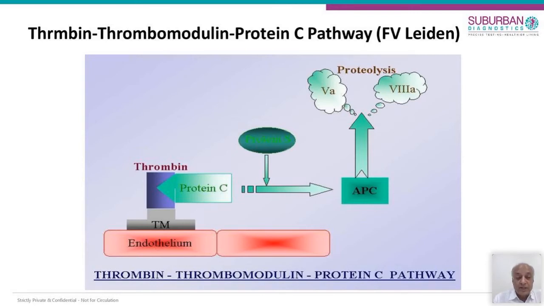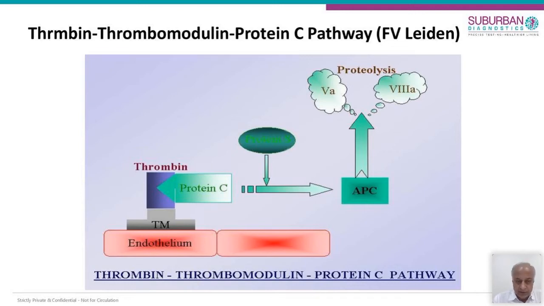So therefore, you can imagine that if you have deficiency of protein C, if you have deficiency of protein S, and/or factor V mutation or factor VIII mutation, which is very rare, you will have a tendency to increase production of activated factors, factor V and factor VIII, and as a result of which you will get venous thrombosis. So this mechanism is very important, and they are therefore interrelated.